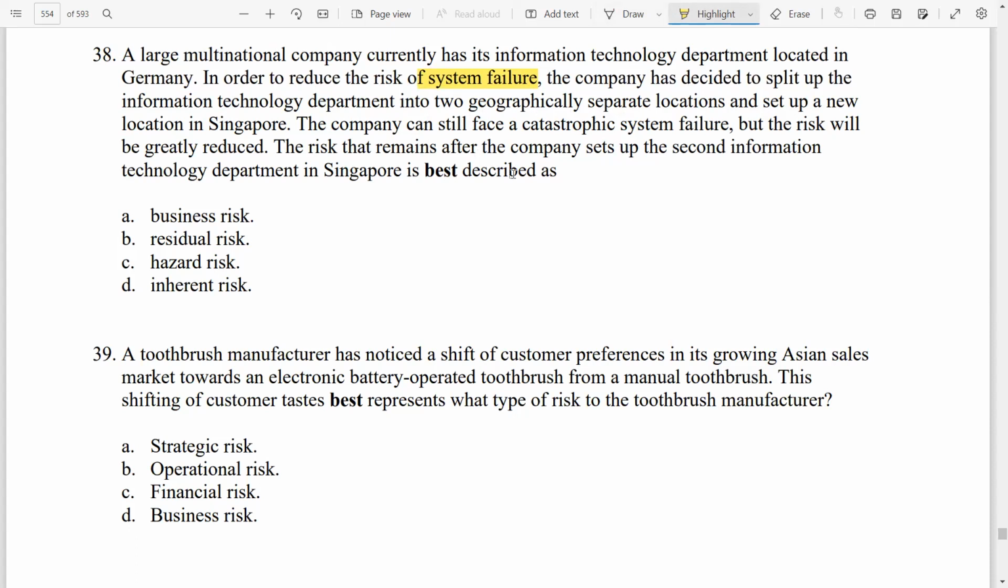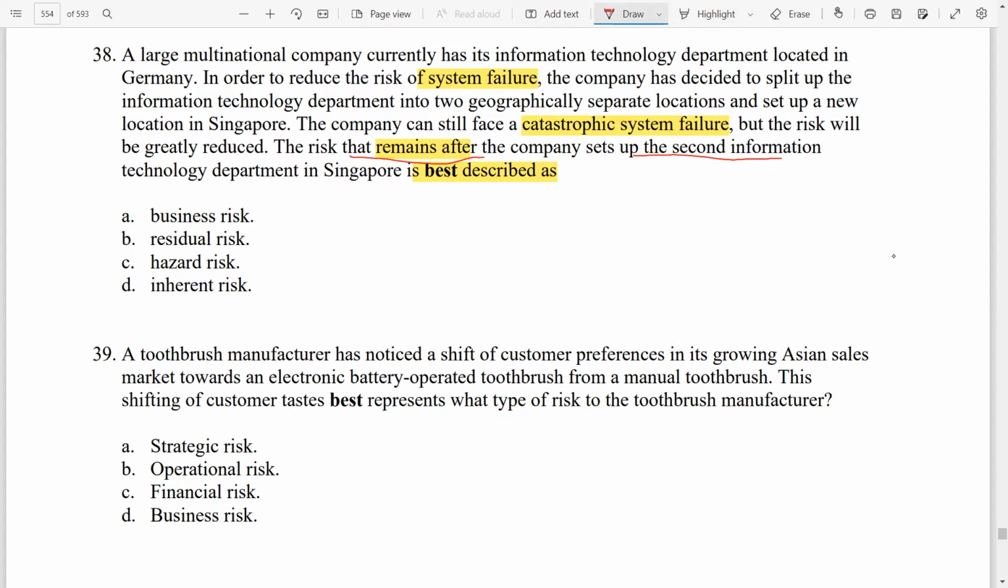The company can still face catastrophic system failure, but the risk will be greatly reduced. The risk that remains after the company sets up the second information technology department in Singapore is best described as what? Everything that we read, the only thing we need to consider is this part, the risk that remains. So the last sentence is what is important. We read everything, but the last sentence is the only important part. The risk that remains.